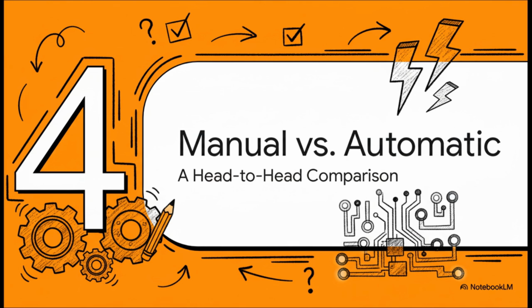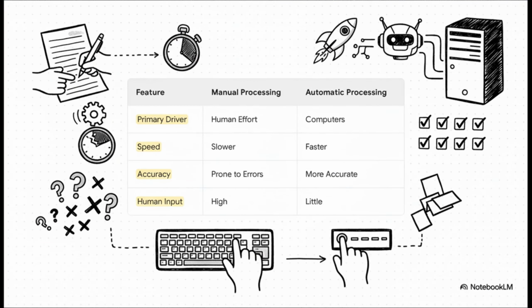All right, so we've met our two contenders. In this corner, we have the human touch, and in the other, the machine way. So now it's time to put them head to head and really see how they compare. Let's just look at the stats. The primary driver, for manual, it's human effort. For automatic, it's computers. Okay? Speed. Manual is slower, automatic is faster. No surprise there. Accuracy? Manual is prone to errors. Automatic is way more accurate. And human input? Super high for manual and very little needed for automatic. So you can really see the trade-off, right? It's all about control versus pure, raw efficiency.